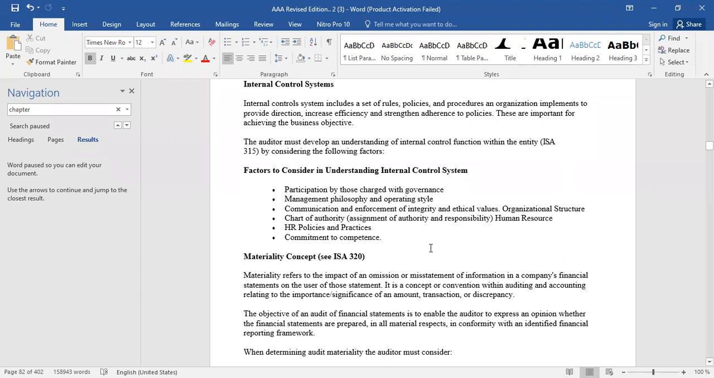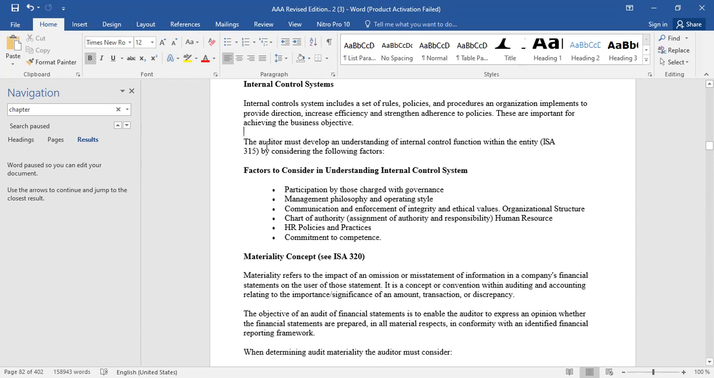So the most important thing about all these policies and procedures that we put in place and implement is to make sure that we operate efficiently and then reduce risk. So these are important for achieving the business objective. Now, in exam, they can even bring this. They can tell you that according to ISA 350, internal control systems, give us factors to consider in understanding internal control system.